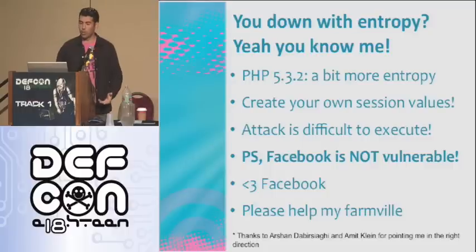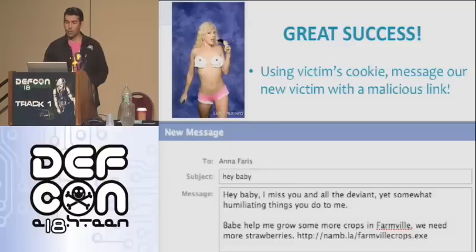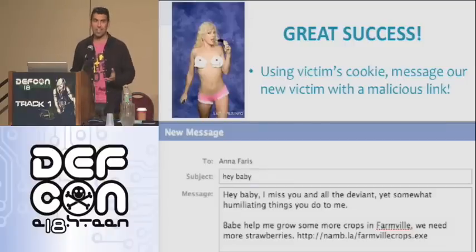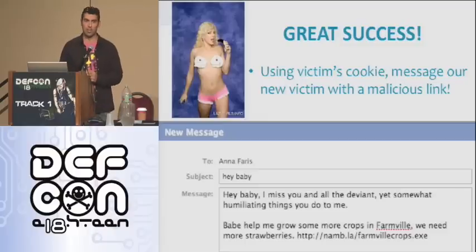So at this point, what do we do? I'm logged in as RSnake. How am I going to meet this girl? You know, she's happily boyfriended? I don't know what the word is. So using his cookie, I can now message her as him. So what do I say? Well, here's the thing. Why don't I send her to a malicious URL?